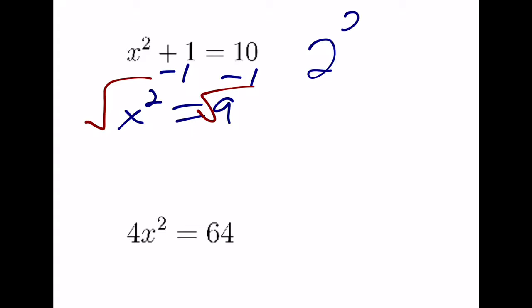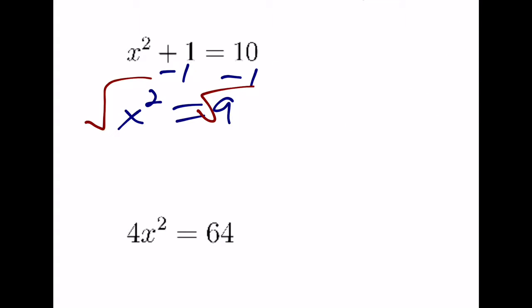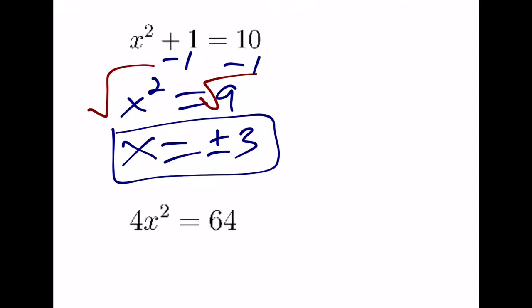Think about 2 squared, which is the same thing as 2 times 2. We get 4, right? What if you take the square root of 4? Well, now we're back to 2. These two things cancel each other out. The square root of 2 squared is just 2. Back to this problem. The square root of 9 is plus or minus 3, because 3 times 3 is 9, but also negative 3 times negative 3 is 9.